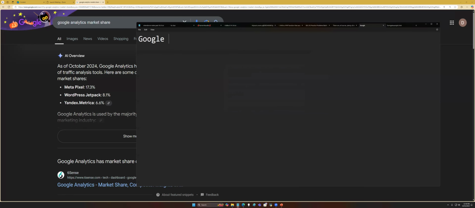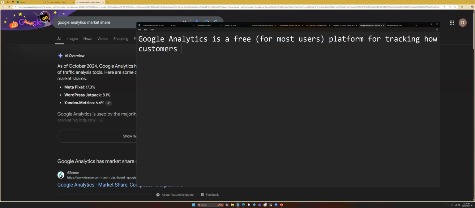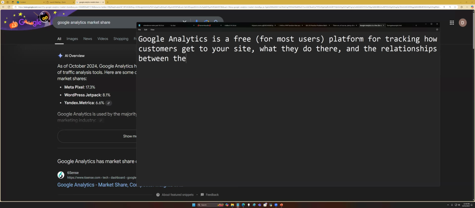So Google Analytics is, we'll say, a free-for-most-users platform for tracking how customers get to your site and what they do there, and the relationships between the two, right? For example, leading to answers like which ads are most likely to lead to purchases.